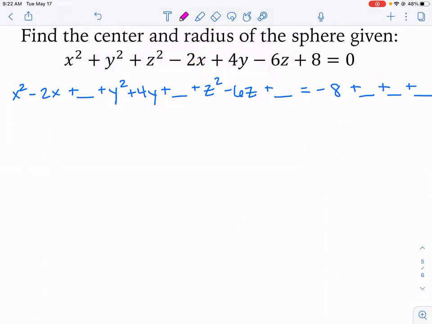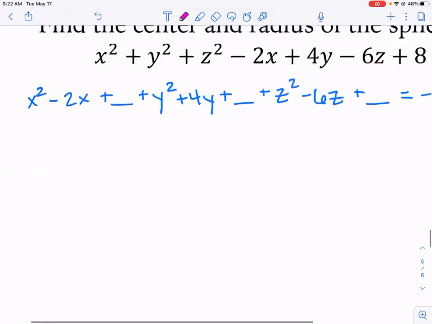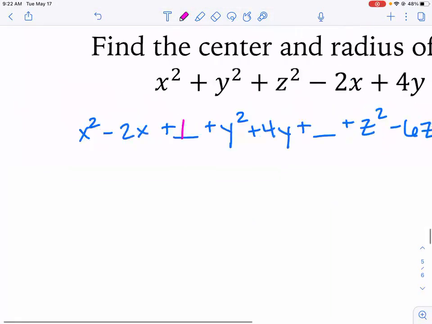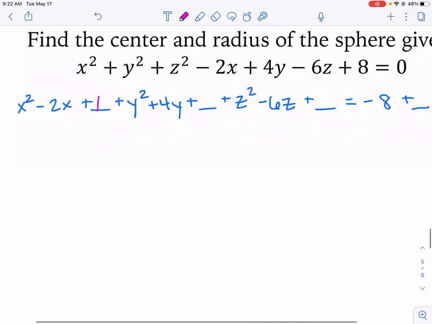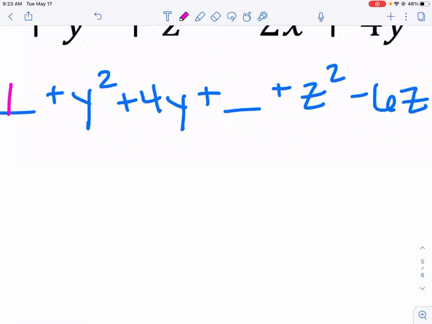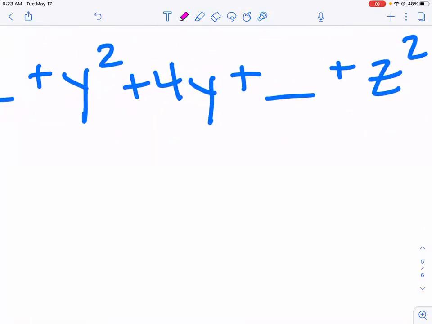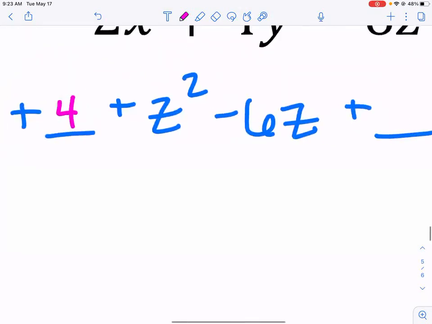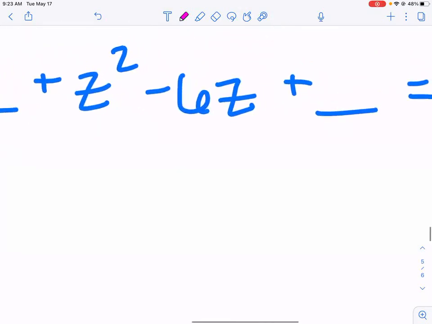Okay. Joby, what completes our square for our x's? 1. So I'm going to add 1 here and to the other side. Our y's. Bajuk, what completes our square here? 4. So I'm going to add 4 to both sides. The z's. Isaac, what completes our square here?